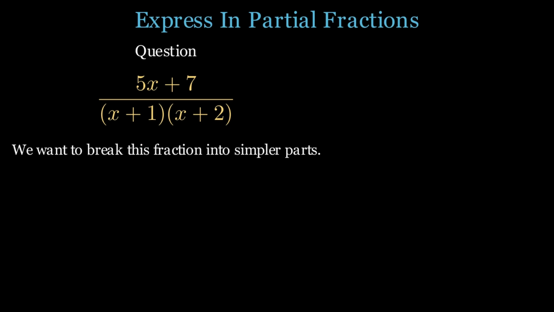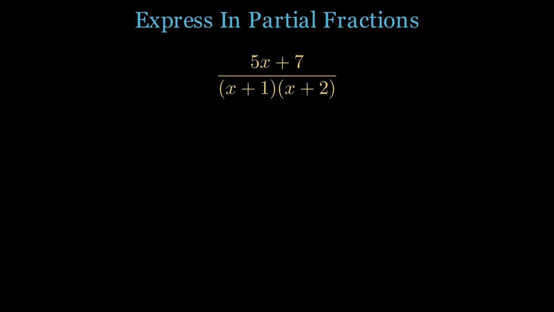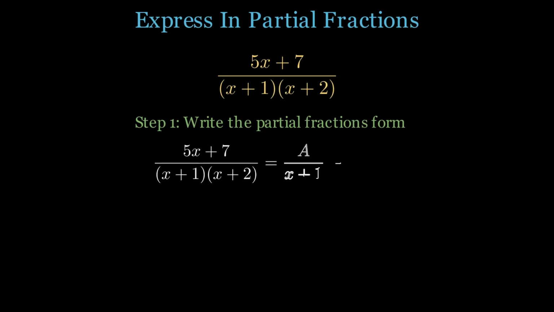Now, if you look at our question, it has two parts, so we are going to split it into simpler parts. It has two linear factors. So step 1, we write it in the form (5x + 7) over (x + 1)(x + 2) is equal to A over (x + 1), that is part 1, plus B over (x + 2), that is part 2. So those are the two parts that we want to split it into.